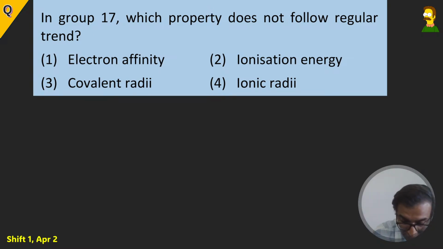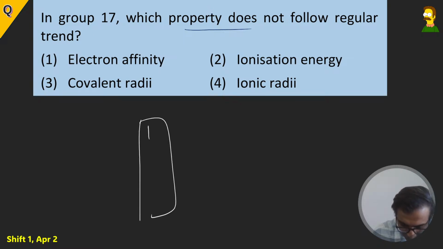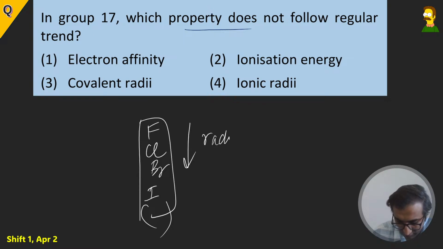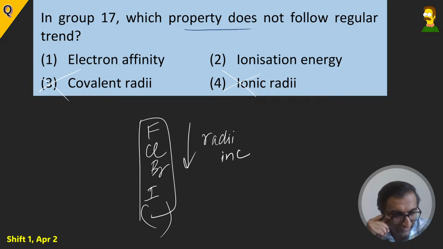In group 17, which property does not follow regular trend? Does not follow regular trend. Regular trend होता क्या है? Group 17 मतलब कि halogens, right? You're talking about what are the halogens? Chlorine, उसके बाद नहीं बन रहा. Bromine, iodine, and some radioactive stuff, whatever. Not important. But regular trend क्या है कि यार radii must increase. That makes sense, right? Ionic, covalent, whatever. They both will increase, so they do follow regular trend. तो ये नहीं होगा.